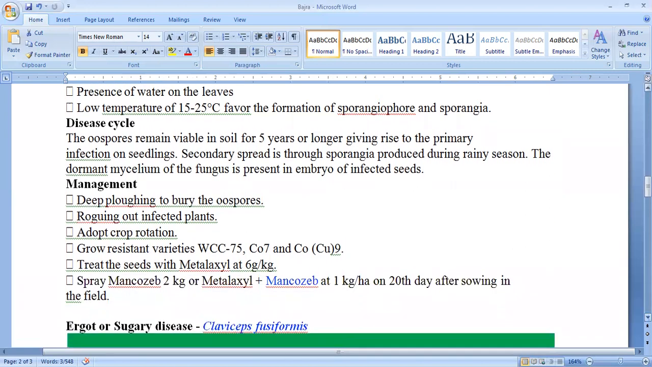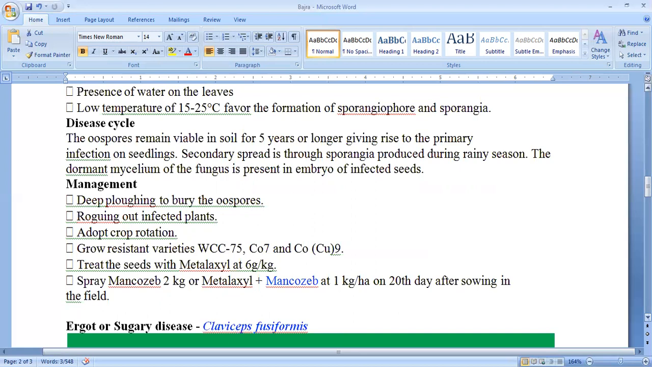First is seed treatment. We treat the seed with metalaxyl at 6 grams per kg. Second, we can give the spray of metalaxyl 2 grams per kilogram, or metalaxyl plus mancozeb at 1 kilogram per hectare. And when do we give? We give on the 20th day after sowing in the field. So these are all the management practices which we follow.